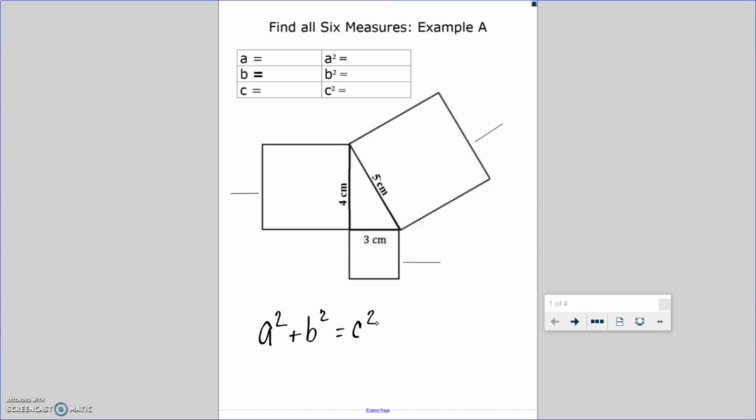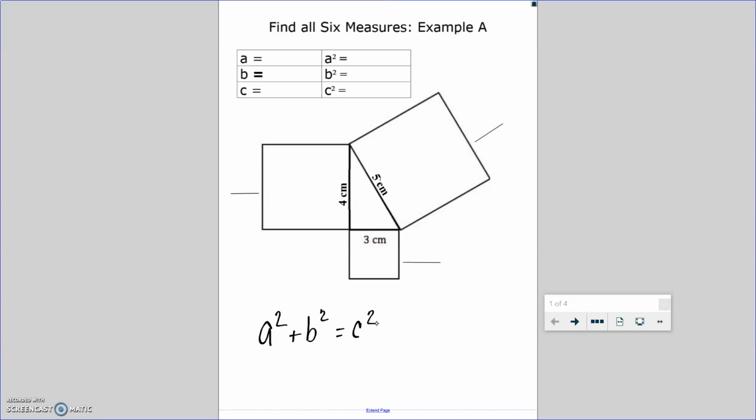In order to start off, we are given some measurements and we're going to find all of our sides. Yesterday we worked on squares and square roots, and now we're going to put that into practice and work with the Pythagorean theorem. As you can see, I have a right triangle and some squares attached. Once again, our formula is a squared plus b squared equals c squared.